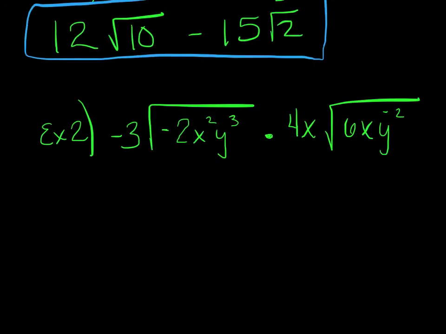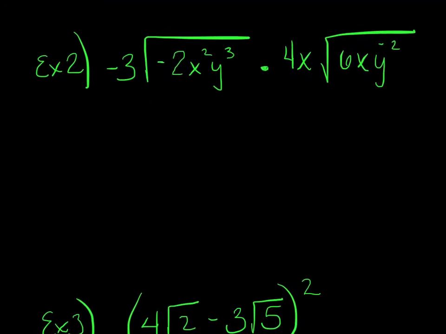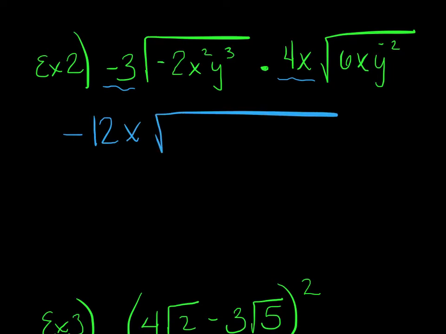Alright, let's keep going and try another one here. We'll make it a little more exciting. So we've got negative 3 times the square root of negative 2x squared y cubed times 4x square root of 6xy to the negative second. Alright, so just like we said, we're going to multiply outsides and then insides. So outside it looks like negative 12x. Inside, negative 2 and 6 make negative 12. X cubed, and y, when you multiply again, add the exponents, I'm just going to get y to the first.